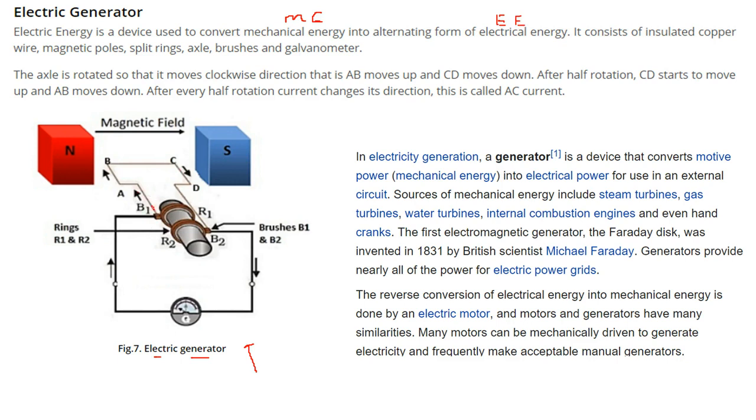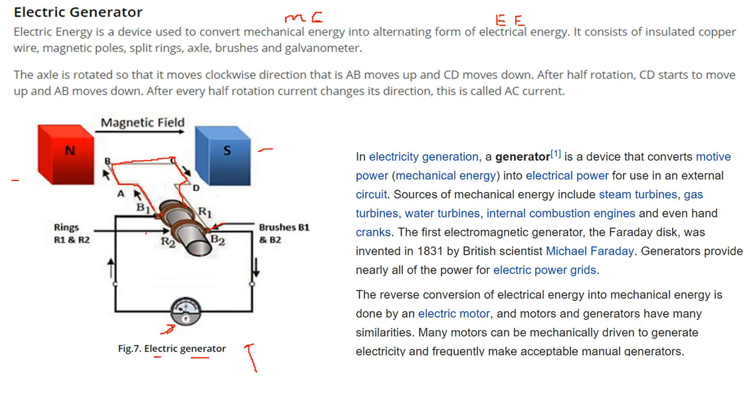This is the insulated copper wire. Then we have magnetic poles. These are magnetic poles. Split rings. These are split rings. And axle. This is axle. Brushes. These are brushes, right? And a galvanometer for electricity, for knowing how much electricity is produced.